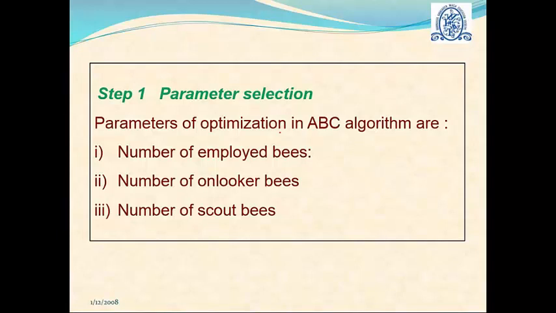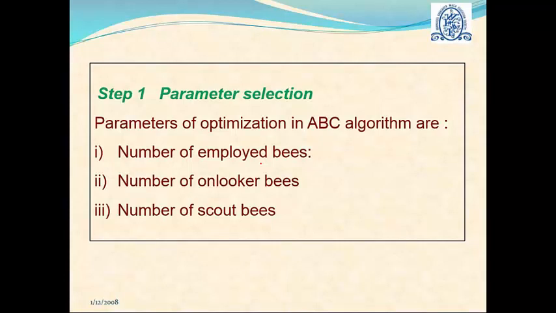So the first step is the parameter selection. Already we have discussed that we have to select the number of employed bees, onlooker bees and scout bees. This is just like the initial solution. Almost all these non-traditional methods, except simulated annealing, work with a population of solutions. It means that we have to consider a number of initial solutions, which is called the population size. Suppose I consider 5 solutions, then the population size is 5. Then the number of employed bees also will be 5. Thus the number of employed bees is usually equal to the population size.